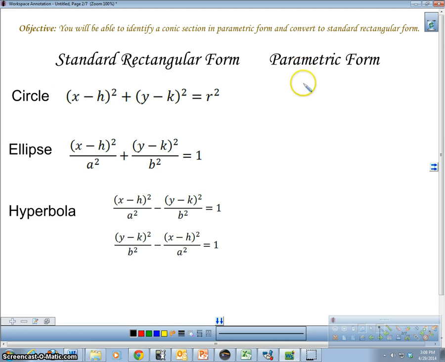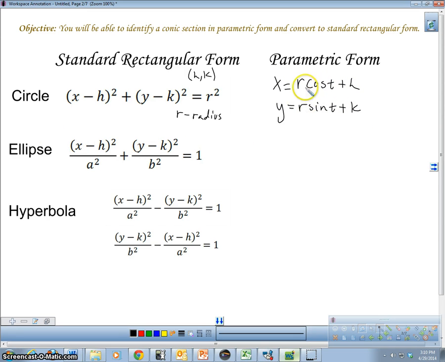So the parametric form of a circle looks like this: x equals r cosine t plus h, and y equals r sine t plus k. We can see what h and k are here. Remember that r is the radius and h and k are the center. This is a nicer way because we can see h directly, we don't have the opposite here. h directly goes left or right and k goes up or down.